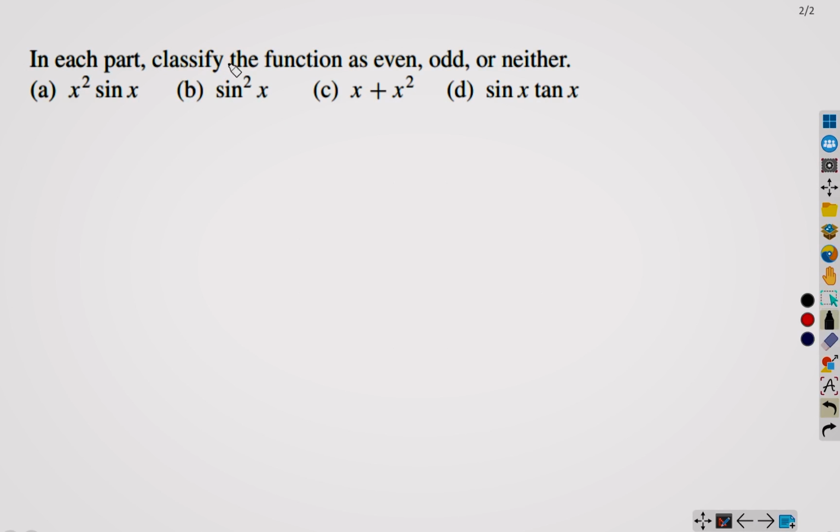In each part, classify the function as even, odd, or neither. Now, what is the definition of an even function and an odd function?